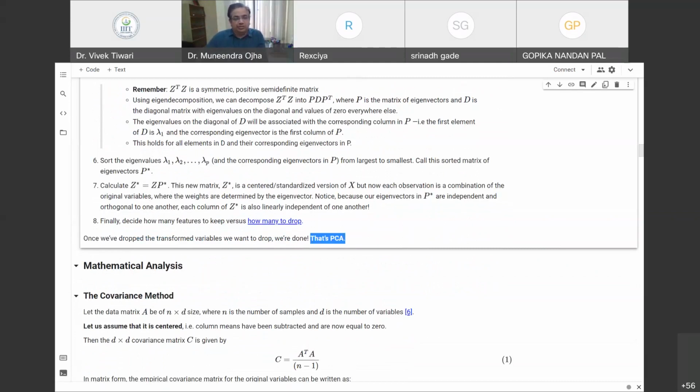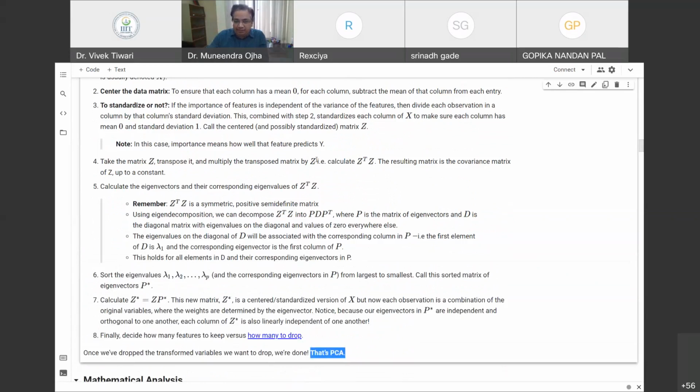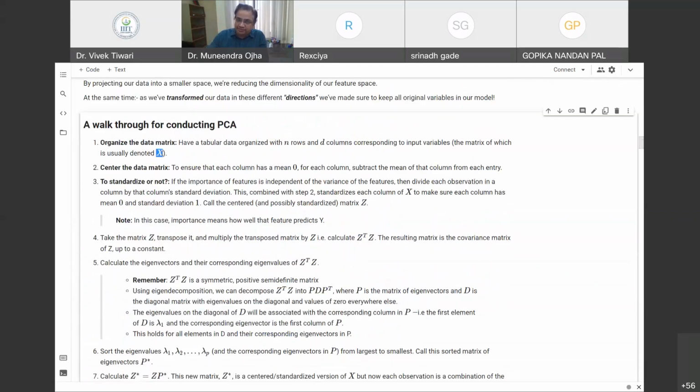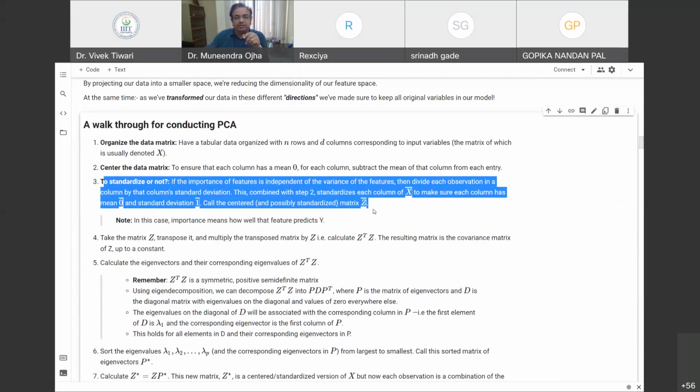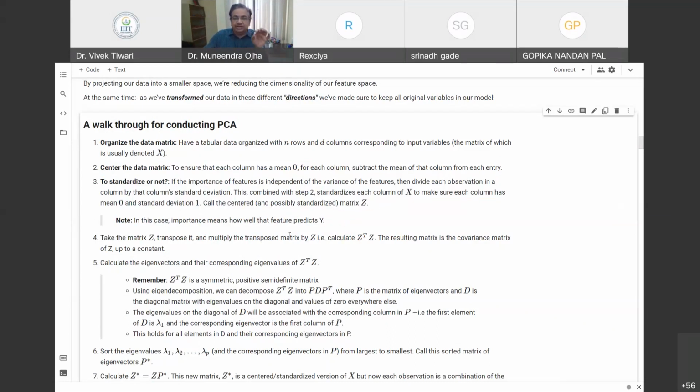So what we are doing here is, we have our original data matrix X. First we center and standardize. Centering means you subtract the mean of that column from all the column values, so all the columns are centered. Then all columns are divided by their standard deviation, which means it is standardized. Centering and standardizing is an optional step, so it depends upon what kind of data you have and your perception of the data. A centered and standardized matrix is called matrix Z.